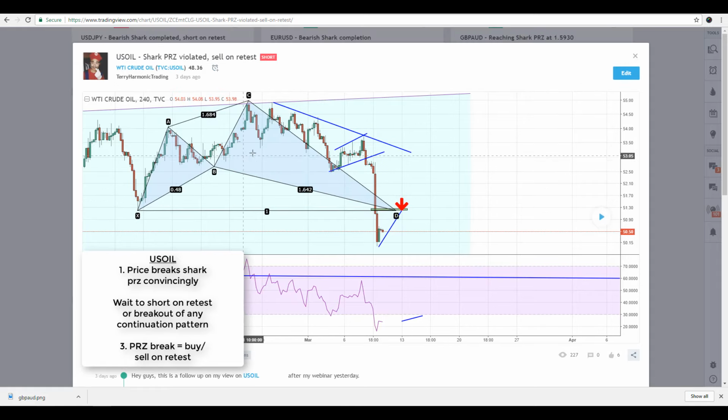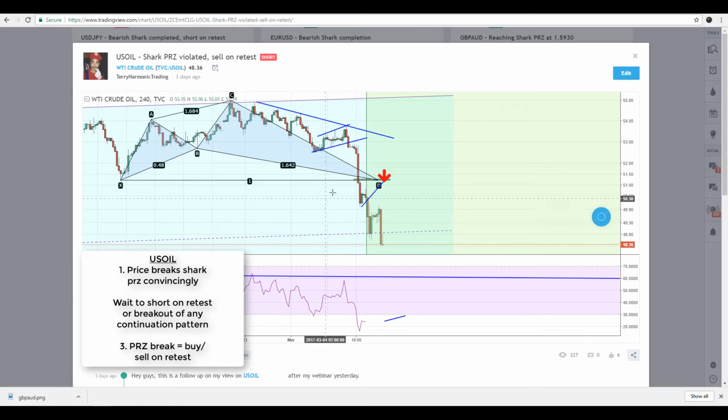So what happened is that I drew a shark pattern, but the price just busted through the PRZ, and what I need to do is actually to wait for the retest before I go short with the trend. Eventually this one did not do a full retest, but I shorted on the triangle continuation. But I got out before the NFP. I made only about 200 pips on this.